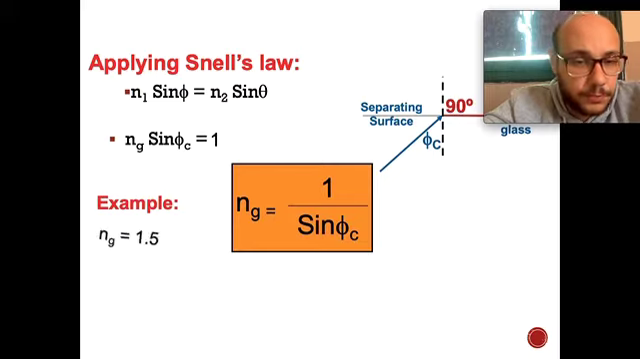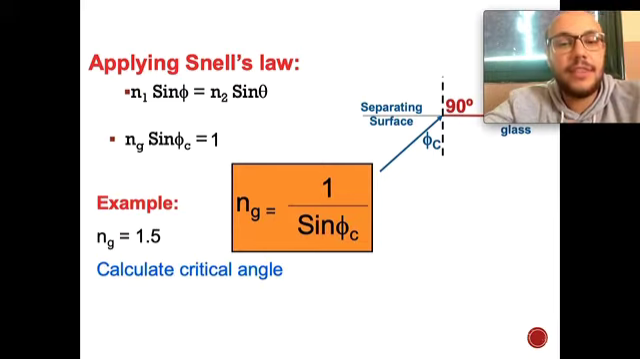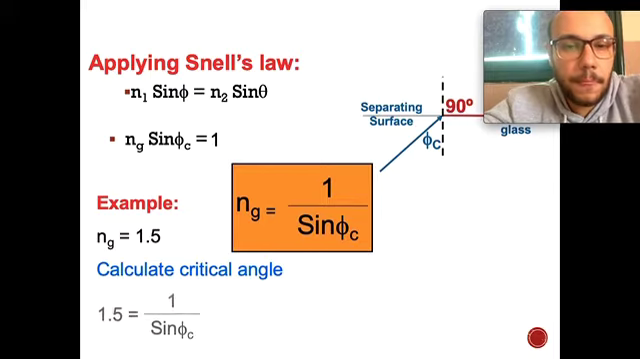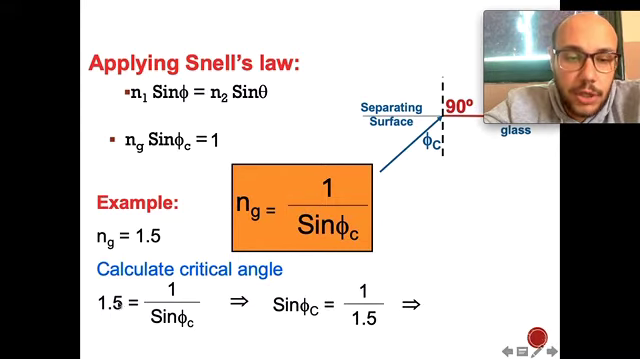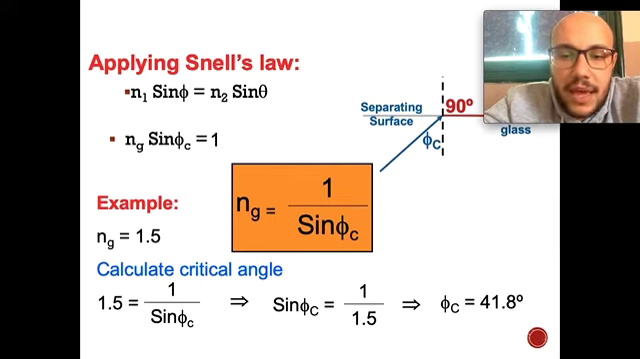For example, n glass equals 1.5. Calculate the critical angle. 1.5 equals 1 over sine phi critical. Sine phi critical equals 1 over 1.5. Using the calculator to get the inverse of the sine, shift sine of 1 over 1.5, we get phi critical equals 41.8.